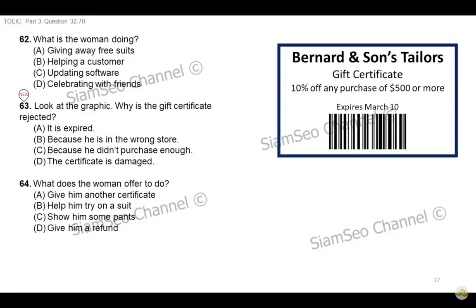Number 62. What is the woman doing? Number 63. Look at the graphic. Why is the gift certificate rejected? Number 64. What does the woman offer to do?